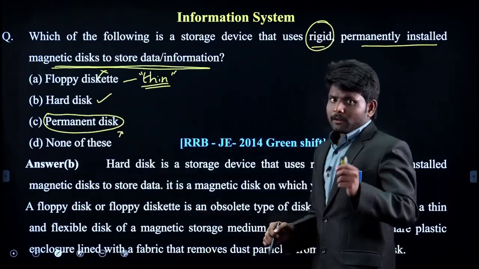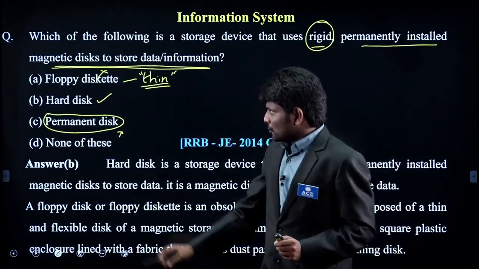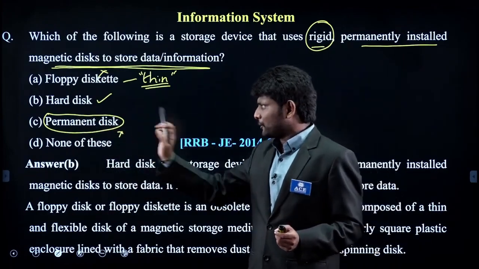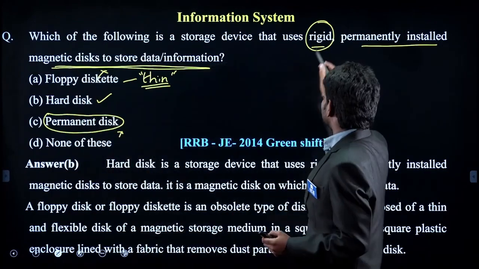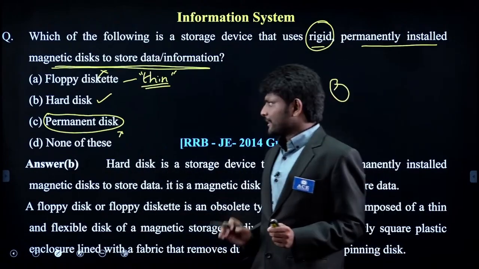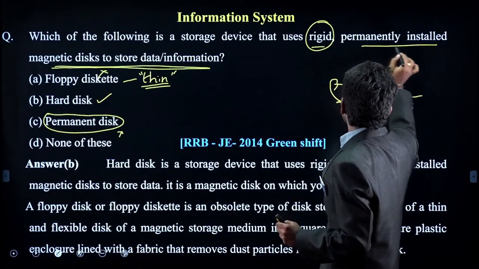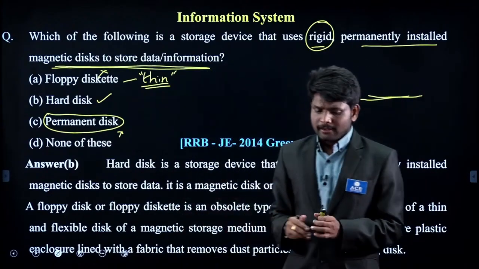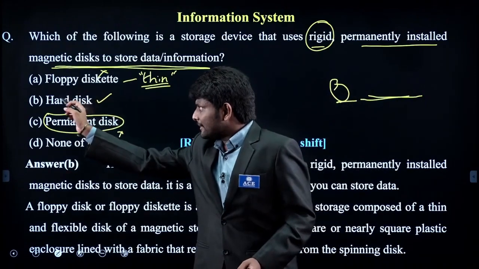What I'm trying to make you understand is that in this question, they have mentioned a storage device. Permanent disk is not any specific name. There is nothing specific about permanent disk, so you can ignore that option. What is the other option? Hard disk and floppy disk. Because of the word rigid, you can exclude floppy disk, because floppy disk is not rigid. It is very thin. What is the other option? Hard disk. Whatever features they have mentioned, you can observe all these features in the hard disk. So, hard disk is the answer. And let me tell you something. While answering this question, answering hard disk is not enough.